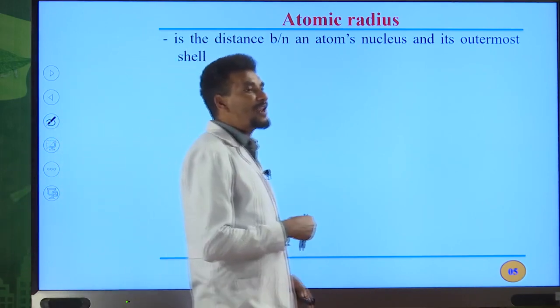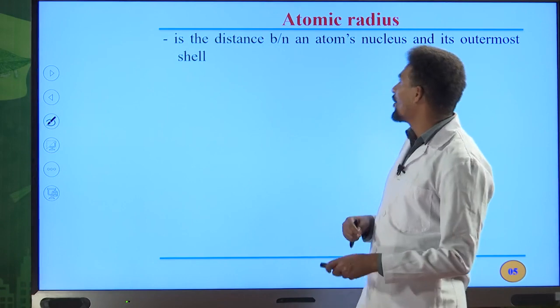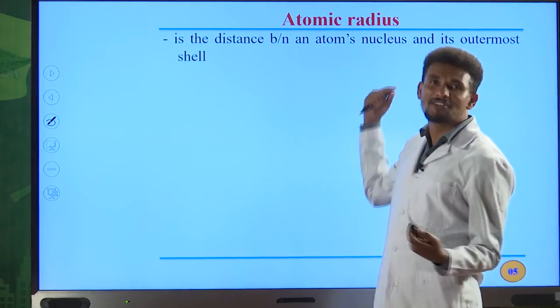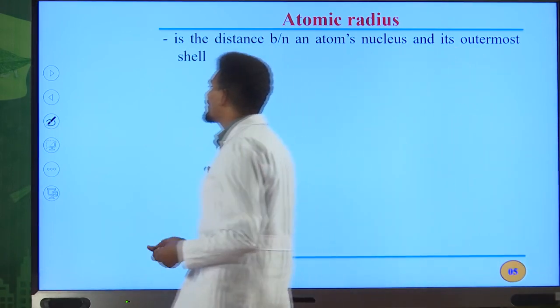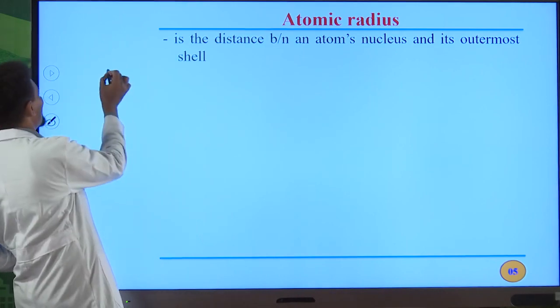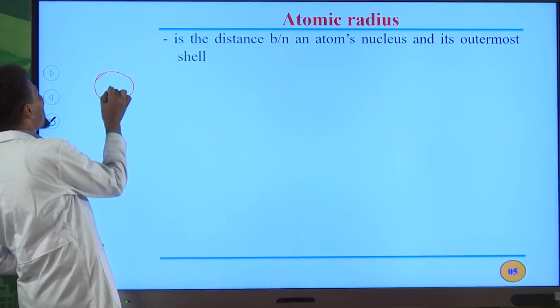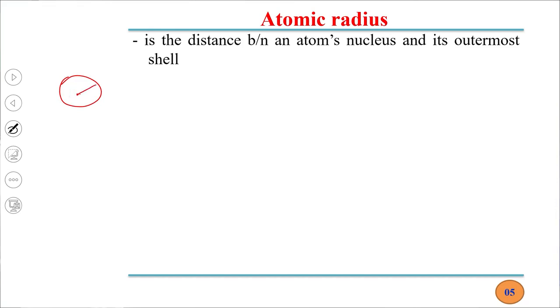Okay, the first periodic property is atomic radius. What is atomic radius? This is really very simple. From your mathematics knowledge, you know about radius. Radius is the distance between the center of the circle up to the curve.